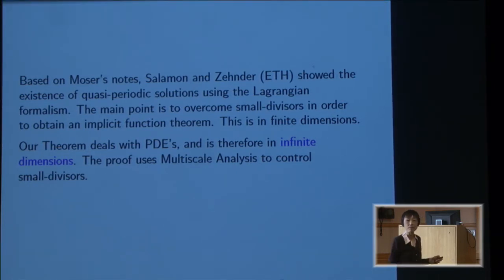Okay, so here maybe is a partial answer to what you were saying. Based on Moser's notes, Moser wrote some notes. Salamon and Zehnder, maybe you have them at ETH, show the existence of quasi-periodic solutions using the Lagrangian formalism. So quasi-periodic solutions to what?